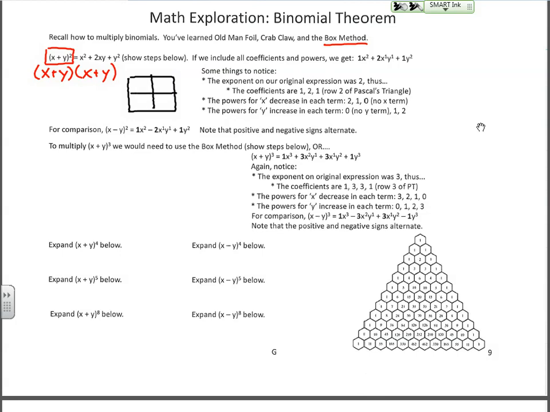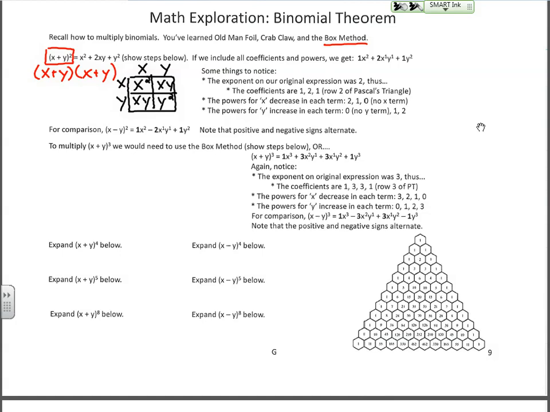right? One binomial goes across the top, x and y. The other binomial goes down the side, x and positive y. And in each square, we're going to fill in this box by putting the product of the terms that it connects. So the first one, top left corner, is x times x, which is x squared. The top right corner is x times y, which is xy. The bottom left corner is y times x, which we're going to write xy, standard form. And then the bottom right corner is y times y, which is y squared.